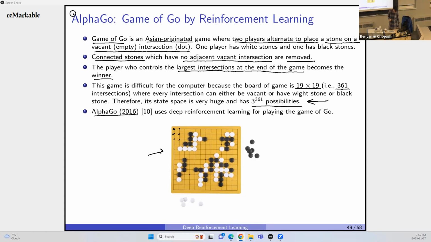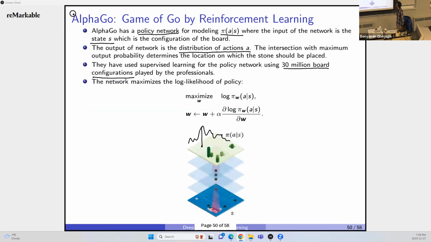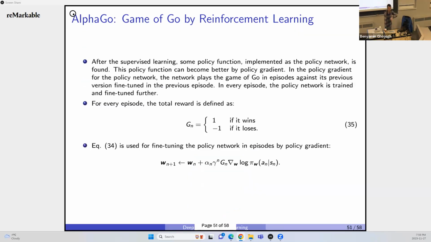But this is the best that they could do: 30 million board configurations played by professionals, pairs of states and actions. Then they maximize this log likelihood. Basically, this is gradient ascent, but they are using gradient descent by using minus rather than plus. So they are minimizing the negative log likelihood rather than maximizing the log likelihood. Then after this, they fine-tune the policy network. How do they do that?